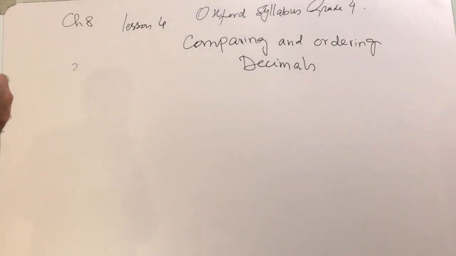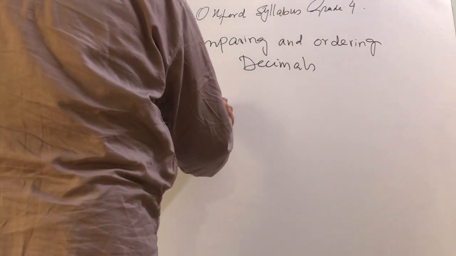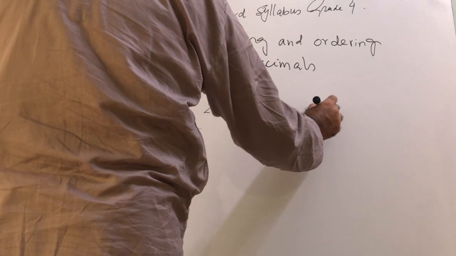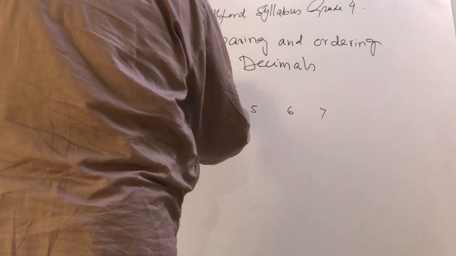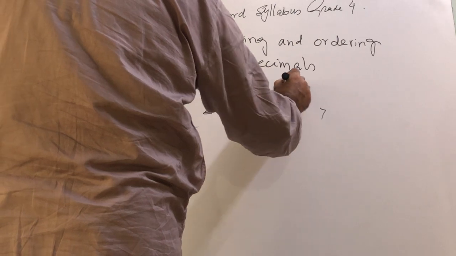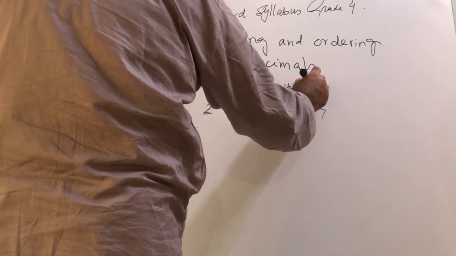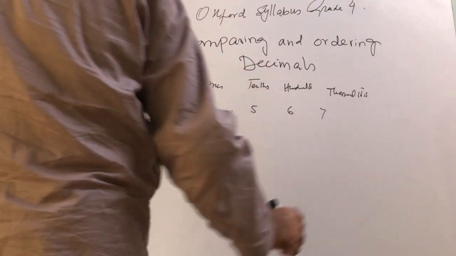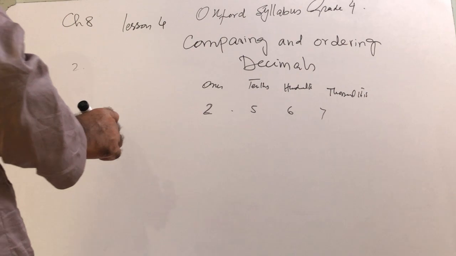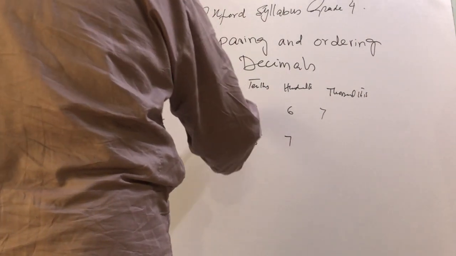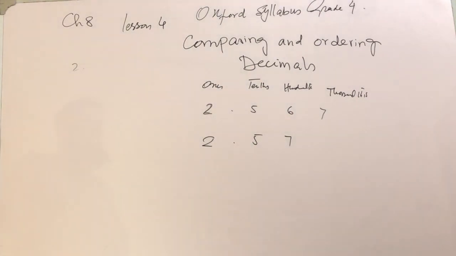Which is smaller, 2.567 or 2.57? This is the ones place, this is tenths, this is hundredths, and this is thousandths place. Okay. The second number is 2.57. We need to compare these two numbers to get to know which is the smaller one.